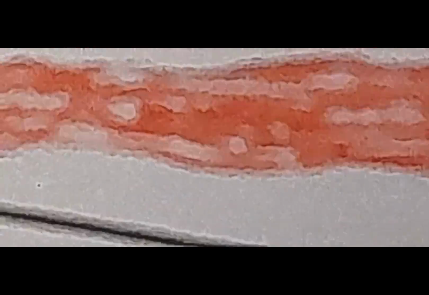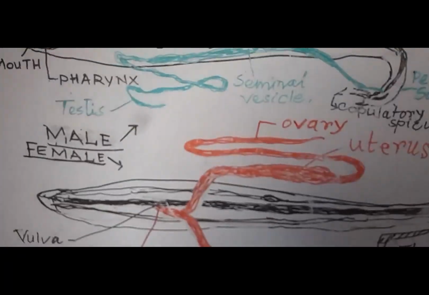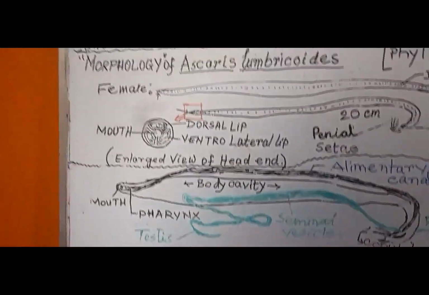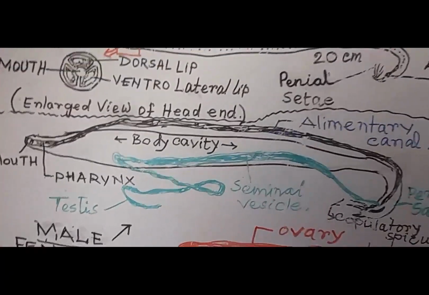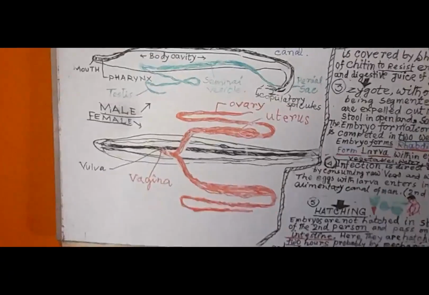Now we shall go to its anatomy. Come to the board. As for the anatomy of Ascaris lumbricoides, we shall see the total structure of the male and female.